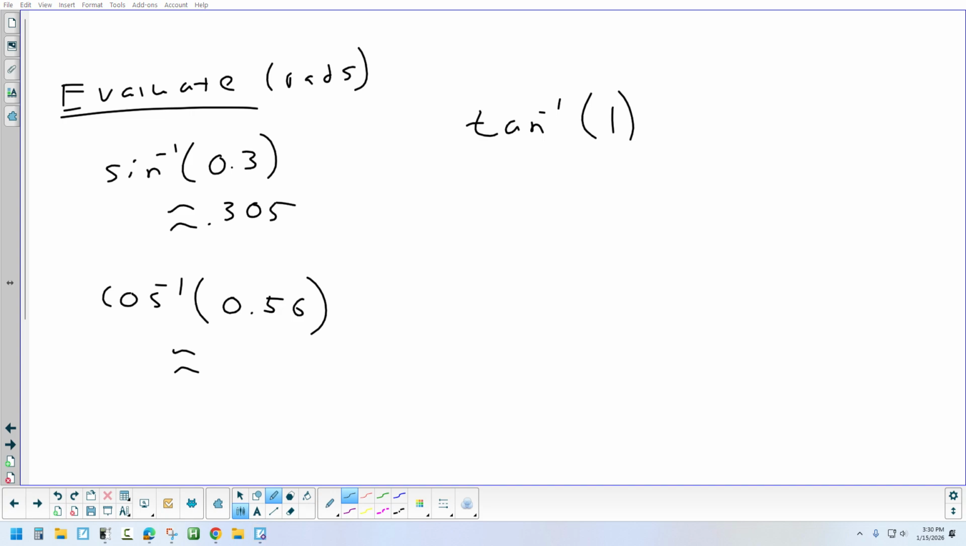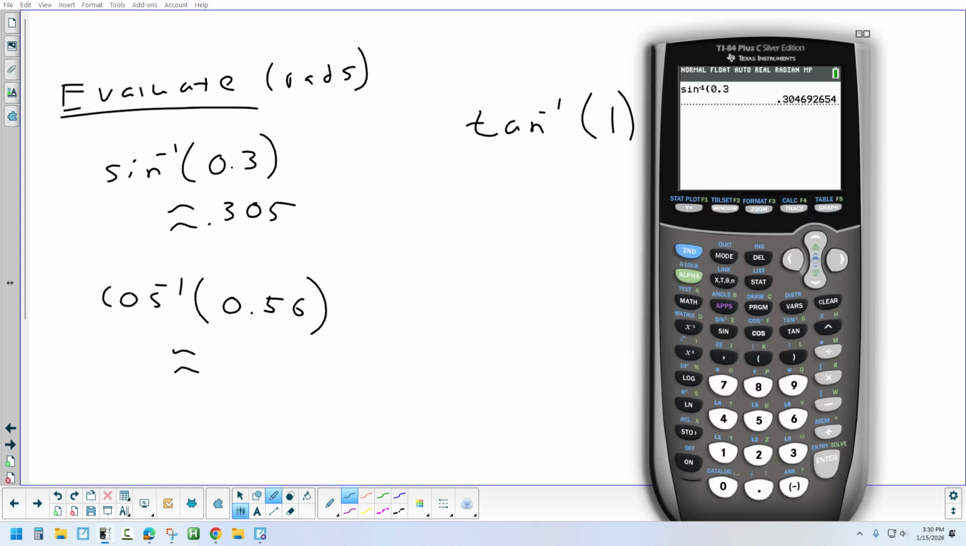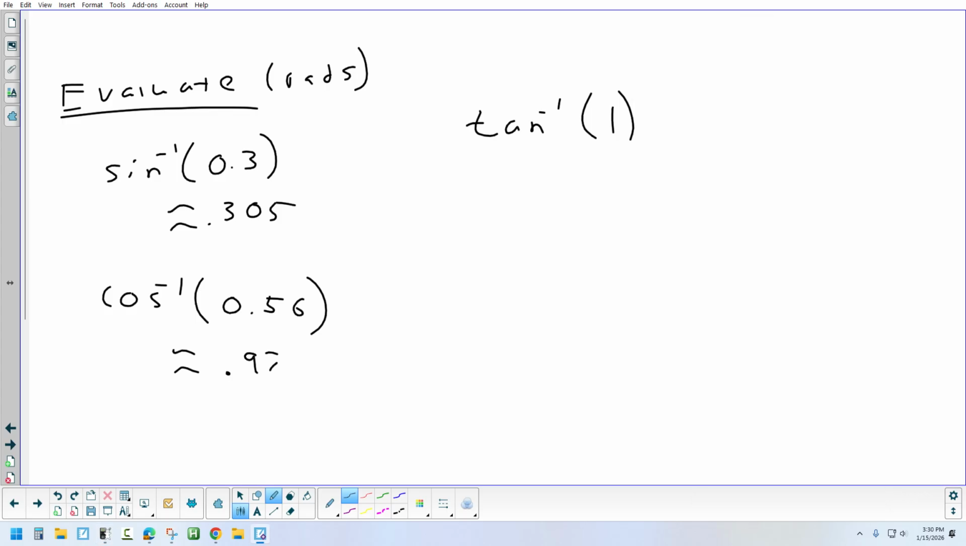All right, how about the second one? Inverse cosine of 0.56. How do we do that? Yep, second cosine, 0.56. Okay, and we get 0.976. Any questions on the first two? All right, now those are approximate.